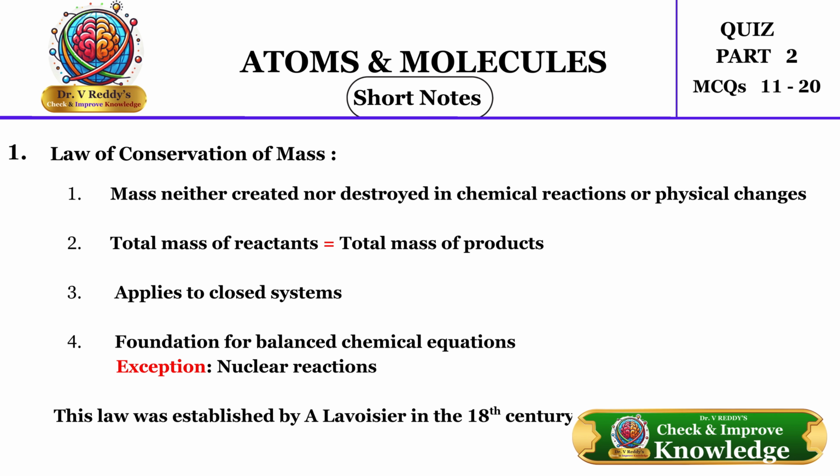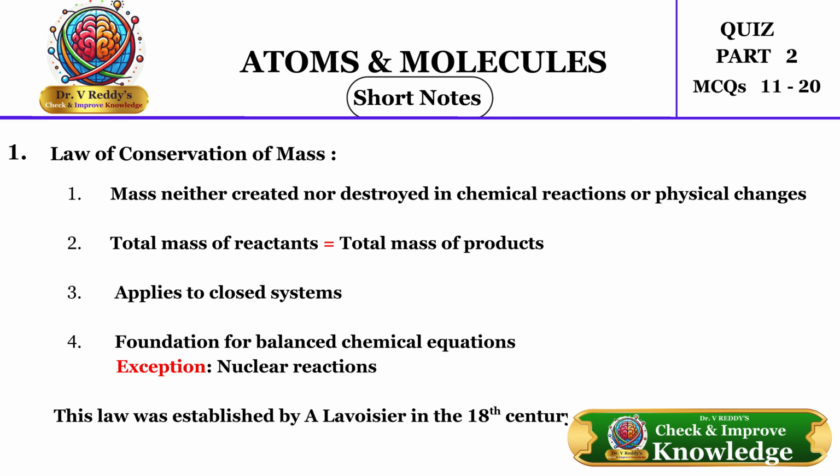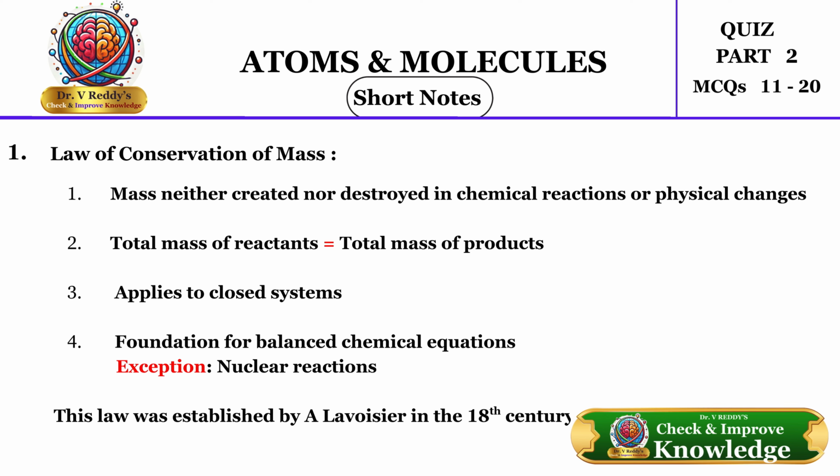1. Law of conservation of mass. Key points are: 1. Mass neither created nor destroyed in chemical reactions or physical changes. 2. Total mass of reactants is equal to total mass of products. 3. It applies for closed systems.